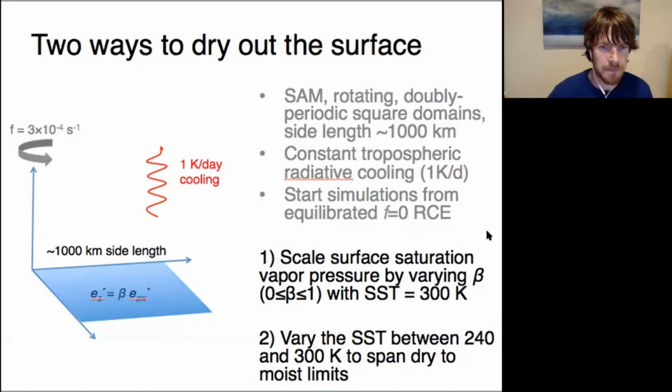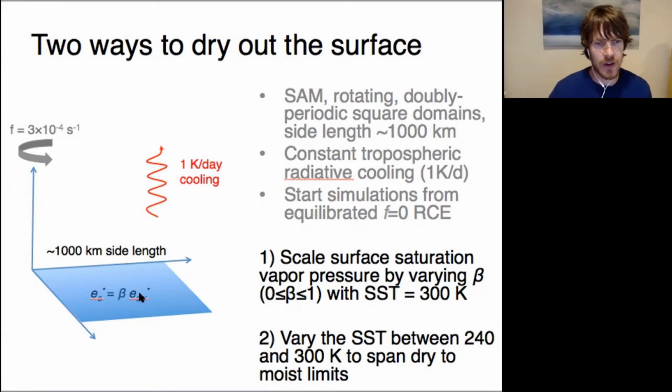And we're fixing the surface temperature in each simulation. In one set of them, where we vary the surface moisture, the surface temperature will be set to 300 Kelvin. In another set of simulations, it will vary between 240 and 300 Kelvin. And so there are two ways of going from a moist to dry surface.